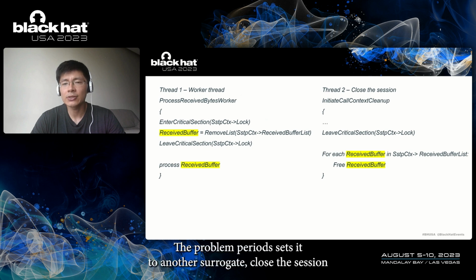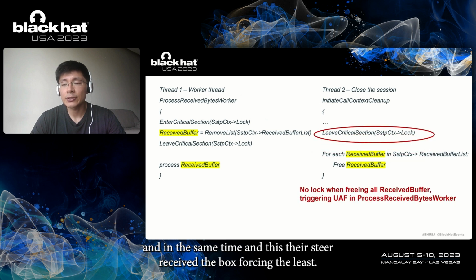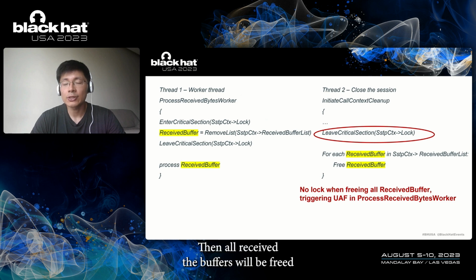The problem here is that if another thread closes the session at the same time, and there are still received buffers in the list, then all received buffers will be freed together without any protection. Even if some of the received buffers are still being accessed by the worker thread, resulting in the use-after-free.